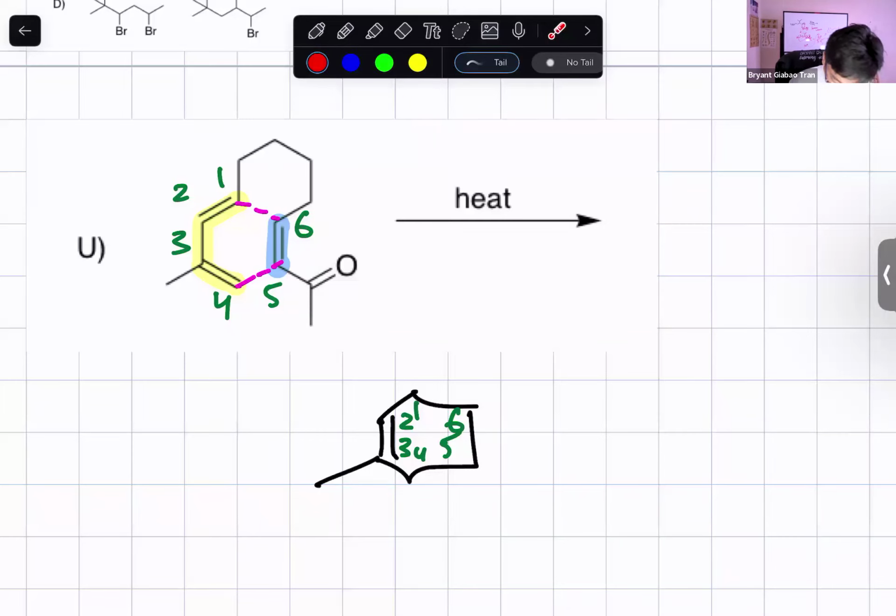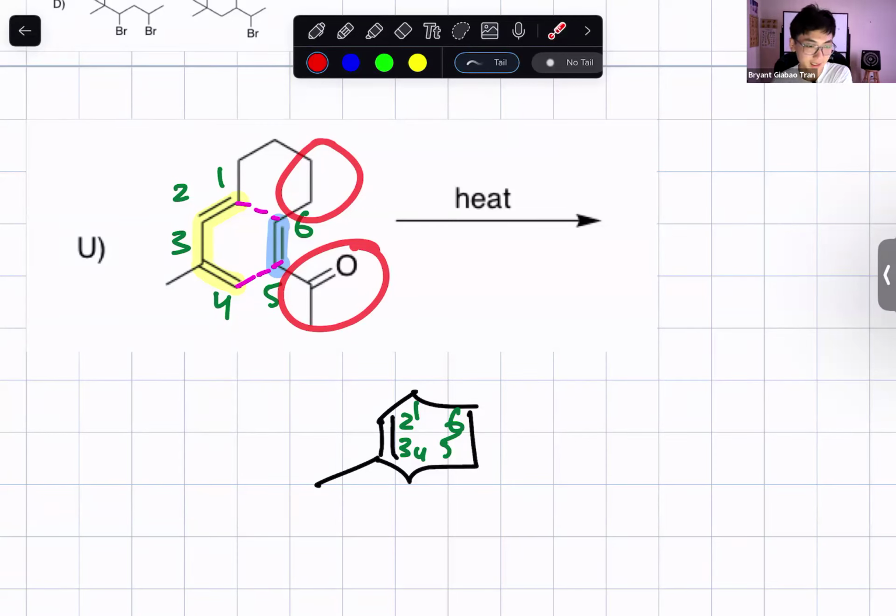Now, which one of these groups here on the dienophile is our EWG? What atom holds the EWG? Atom 5 or atom 6 holds the EWG?